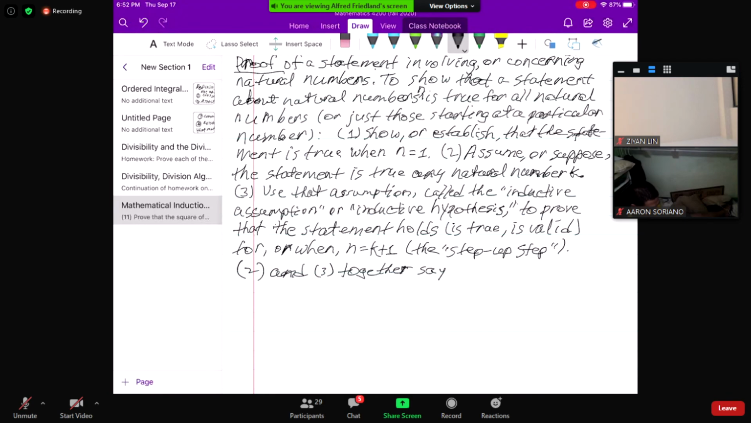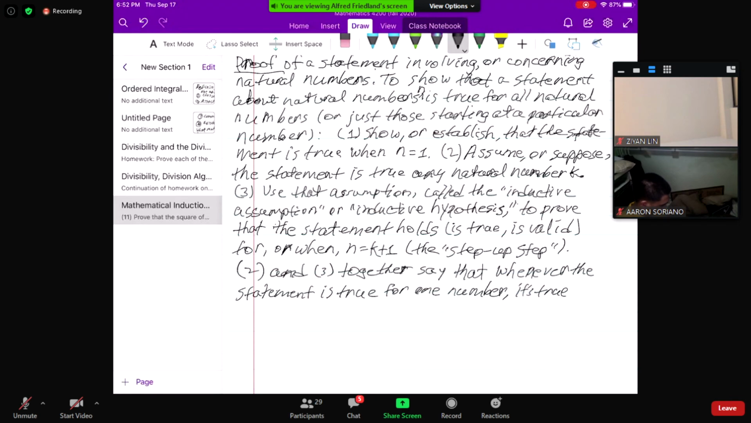So 2 and 3 together say that whenever the statement is true for one number, it's true for the next number. So again, it's really a counting process.